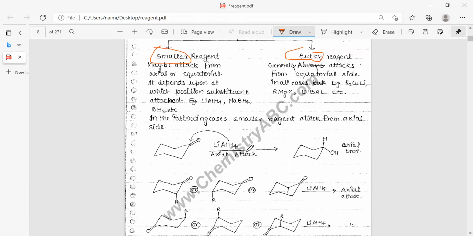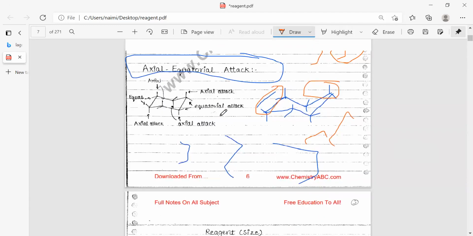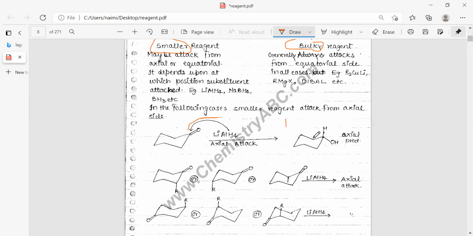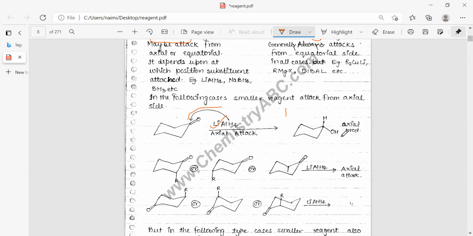Suppose that lithium aluminum hydride will attack on the axial position. This is the axial, you can see from this one. This is the axial bond, so it will attack on the axial. The ketone will be converted to OH. The function of this reagent is to convert ketone to alcohol. So it is the axial product.